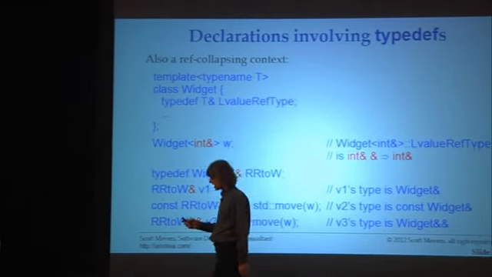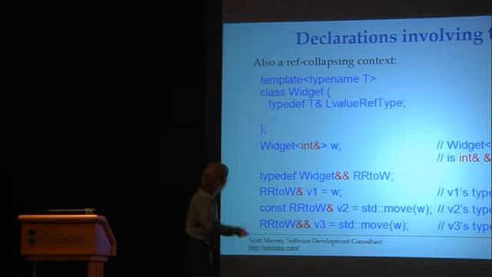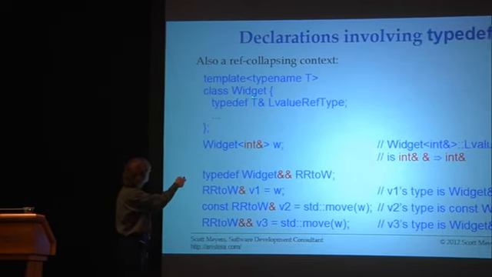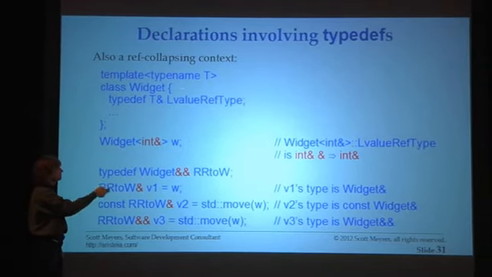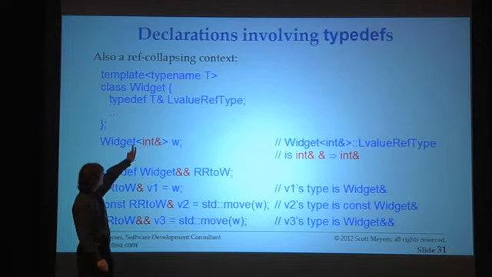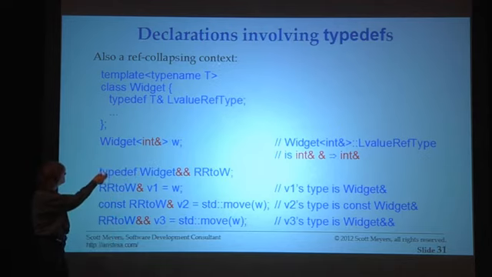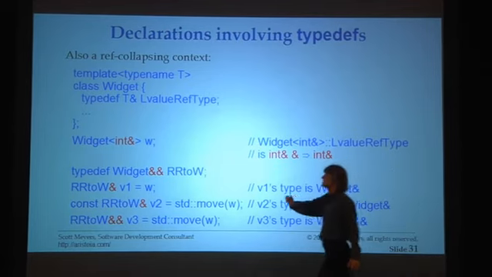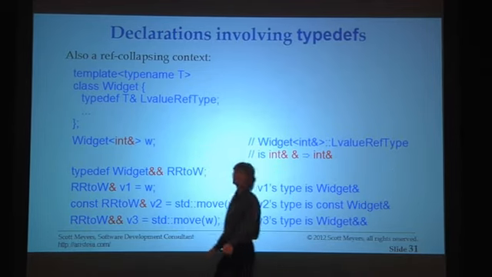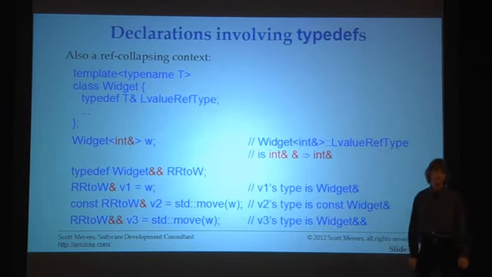So here's an example using typedefs. This is the third context. Here I've got a template widget, and notice that what I say is, okay, Tref is an lvalue reference type. This is a typedef here. And now I say, I want to have a widget of int&. Well, that means that T is int&. That means that here I have an lvalue reference to an lvalue reference, which, after reference collapsing, turns into what we pretty much would expect it to be in this case, because it is an int& I'm passing in. This turns into just an lvalue reference to an int.